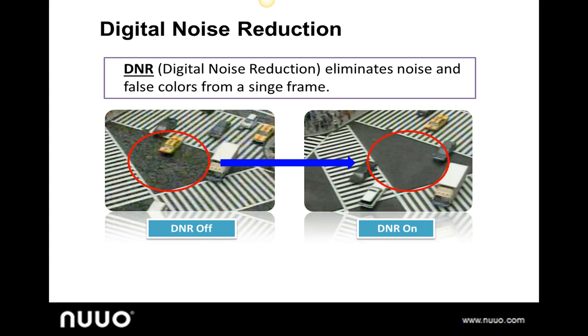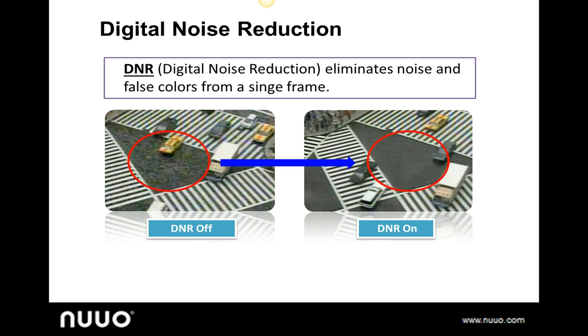The simplest digital noise reduction method finds the pixels that have merely a weak relation in color to their surrounding pixels and removes the noise, grain, and false color. As you can see in the picture, without DNR, the circled area is full of noise, so you can't even tell the original color. But with DNR, the image is clean and the color is correct.